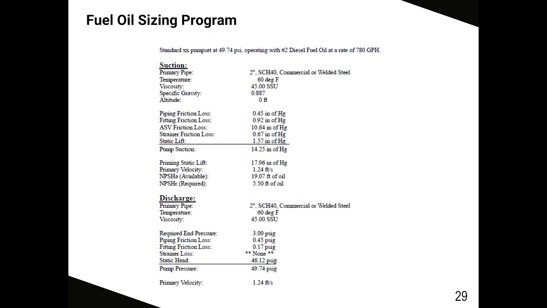This is the output of our program that shows the primary pipe size, the piping friction losses, the fitting losses, valve losses, fluid velocity, and most important, the NPSHA and NPSHR.